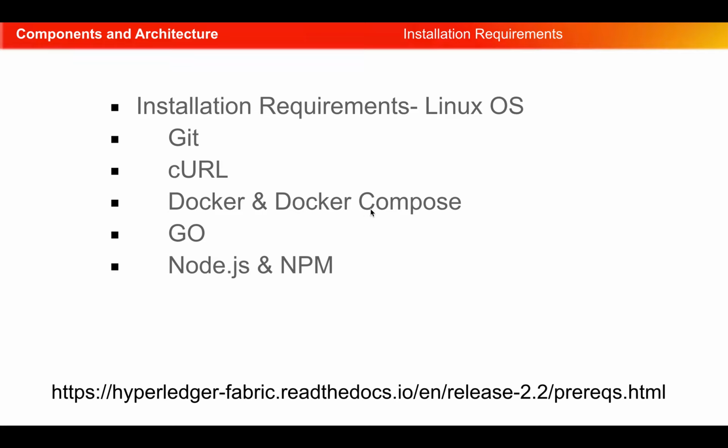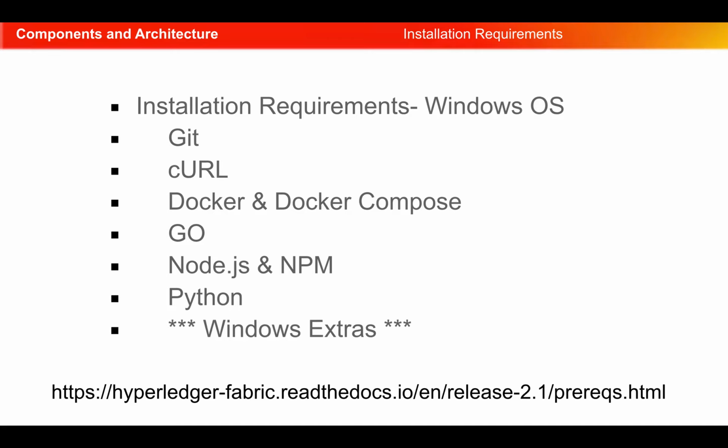We need Docker and Docker Compose to containerize the application and run all the application as containers. So we are going to learn about what containerization is and how we are going to run applications or components as containers in the practical section. We need Go because Hyperledger Fabric is written in Go, so we need to install Go as well. We need Node.js and Node Package Manager as well.